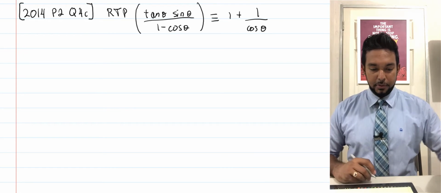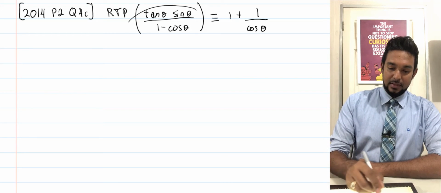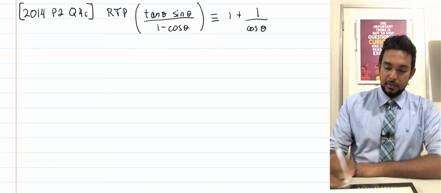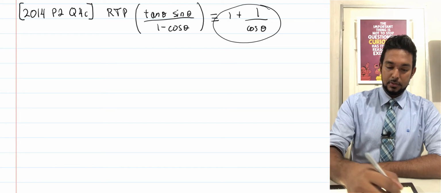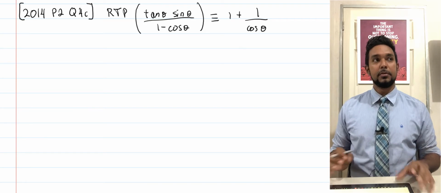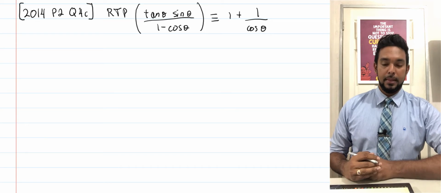Okay, so we have here the 2014 Paper 2, question 4, part C. We are required to prove that tan theta plus sine theta over 1 minus cos theta is identical to 1 plus 1 over cos theta. So this one was a little bit of a tricky one because of that denominator and the fact that it was a fraction.